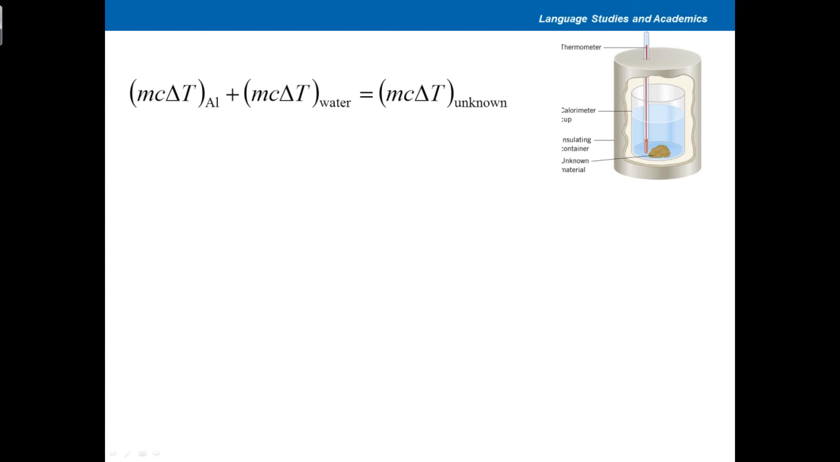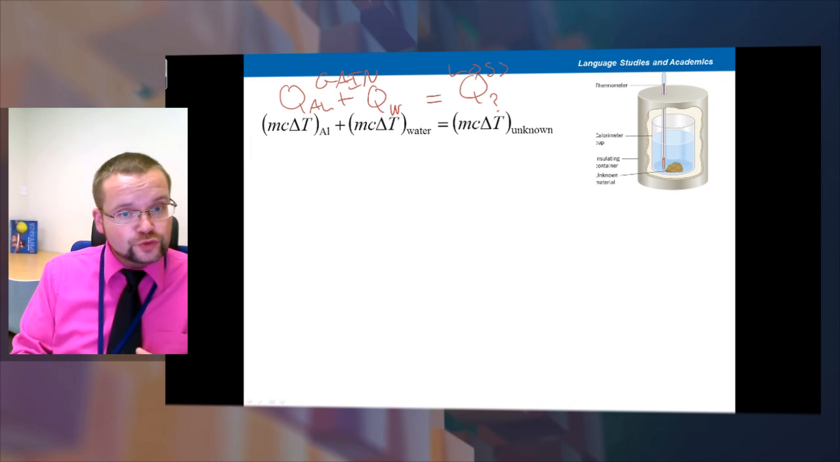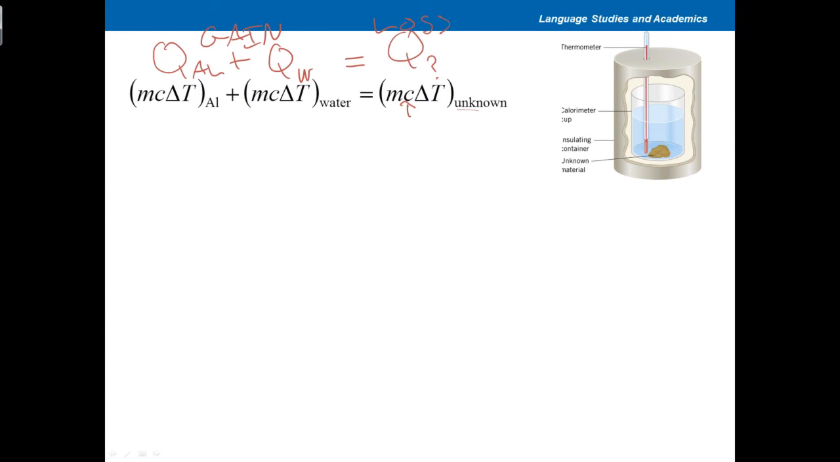On this side of the equation, we take the Q of aluminum and add to it the Q of water, because they're the two objects that are gaining thermal energy. Because the gain and the loss are equal, the Q of the unknown substance will be on our loss side. In other words, Q gain equals Q loss, and on the Q gain side we have two things, the aluminum and the water. We know the values of everything here except this C value. So let's see what that looks like.